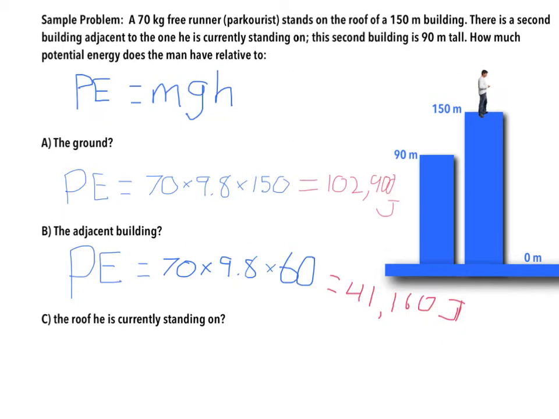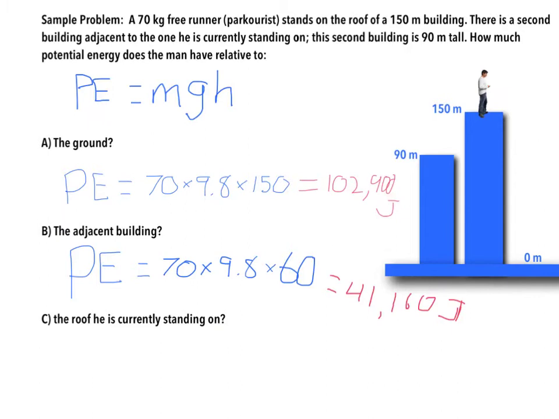So now finally we come to part C. Part C is asking, how much potential energy does the man have relative to the roof he is currently standing on? Now this is a tricky problem. This is mostly conceptual. You are going to have to do kind of a calculation, but not really necessary.